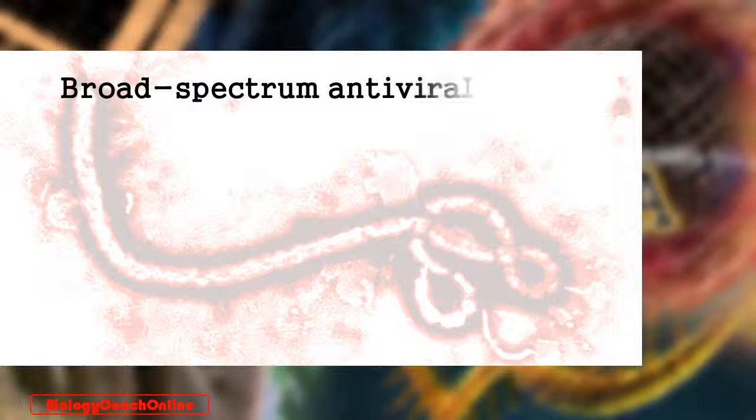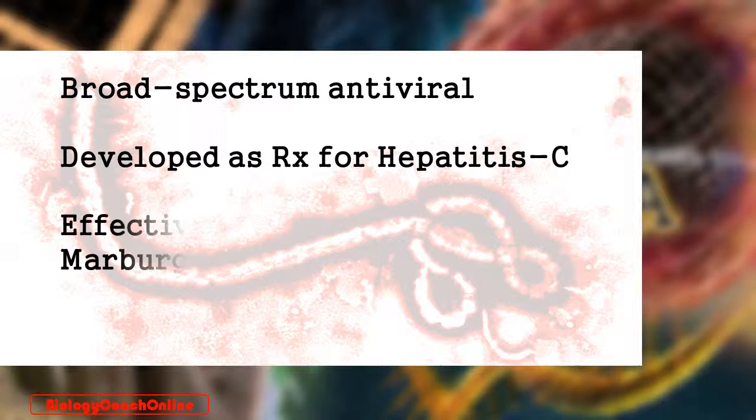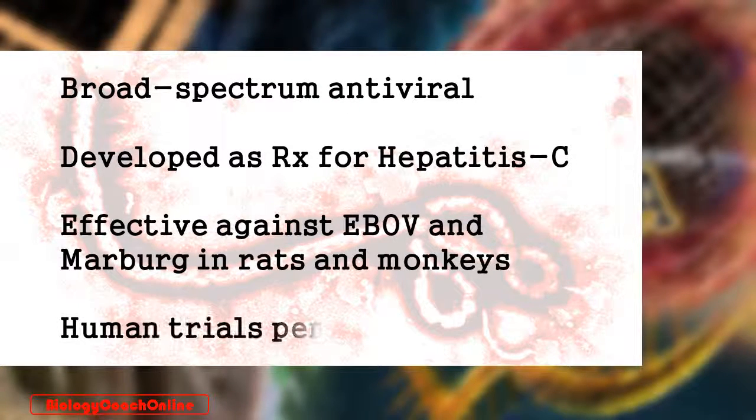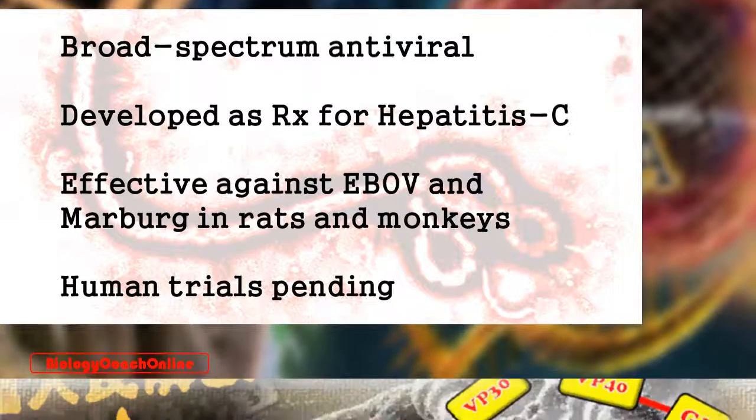Here are some important points to remember about Imucillin A. It is a broad-spectrum antiviral. Remember, broad-spectrum means it's effective against many different viruses. It was originally developed as a prophylactic for hepatitis C. It is effective against Ebola virus and Marburg virus in rats and monkeys, and remember, even after 48 hours, and human trials are still pending.